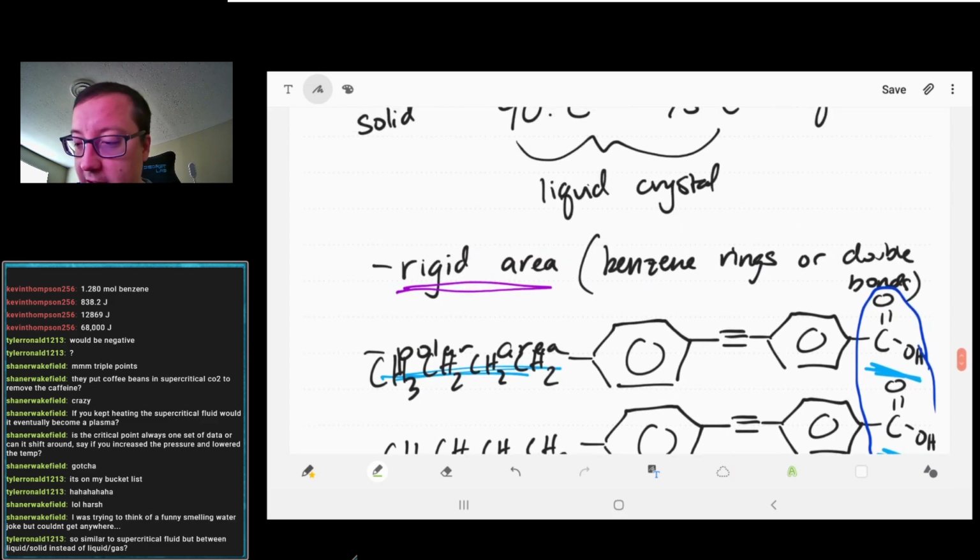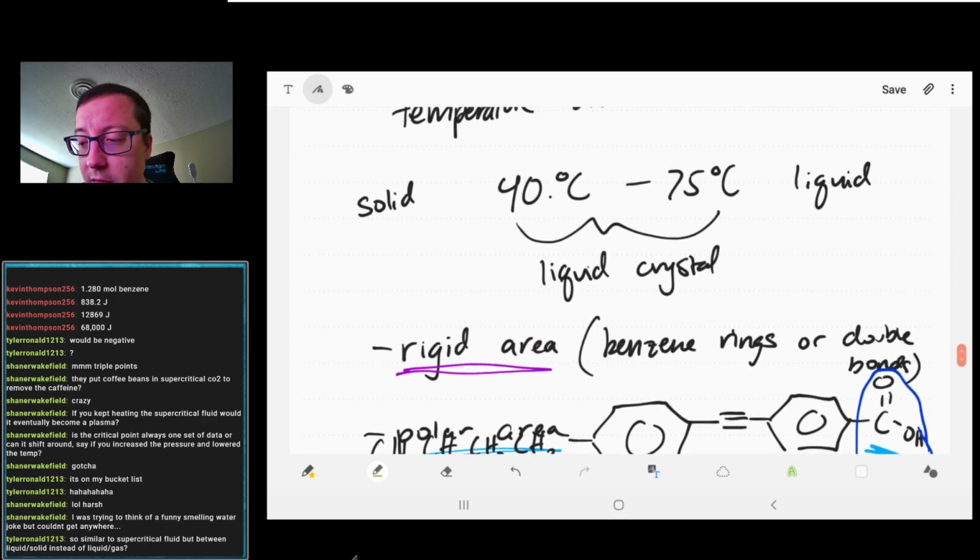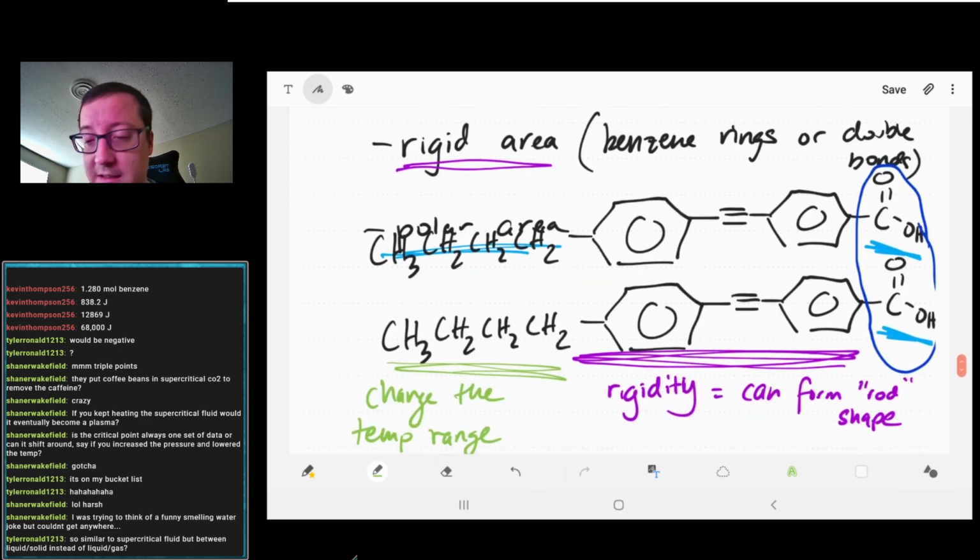So for this random one that I gave you, that was 40 to 75, maybe that's this molecule. If we were to throw 5 more carbons on there, maybe we would boost the range so that it's a liquid crystal in between 90 and 120 degrees Celsius. So it just depends what your application is. And so these liquid crystals that can form these nice layers but still flow around can allow us to do some pretty cool stuff.